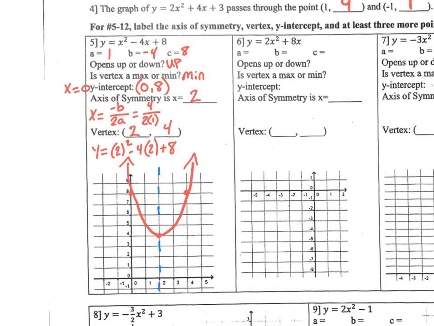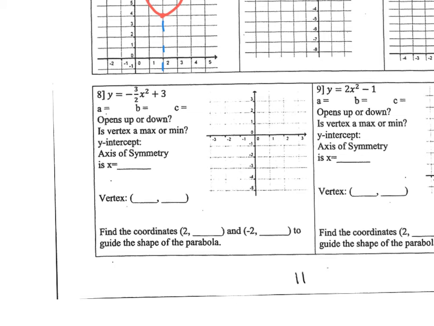And actually, the last problem for today is we're going to jump down here to number 8. All right, so the a value, negative 3 over 2. There is no b value because there's no x. C would be a value of 3. Remember, just a regular number, no variables attached to it. That is your C value. Does this open up or down? It's going to open downward because of the negative a value, which means that the vertex is going to be a max.